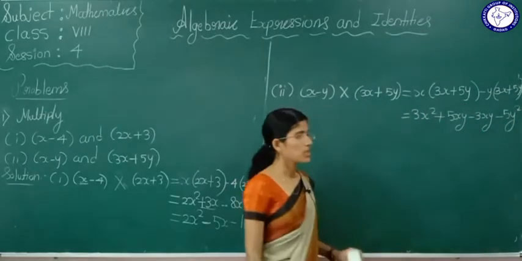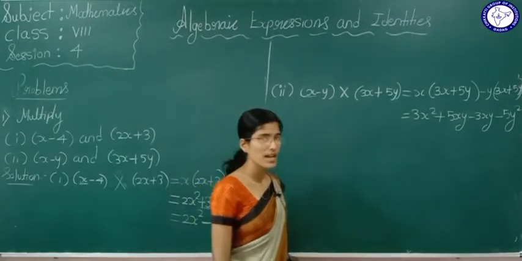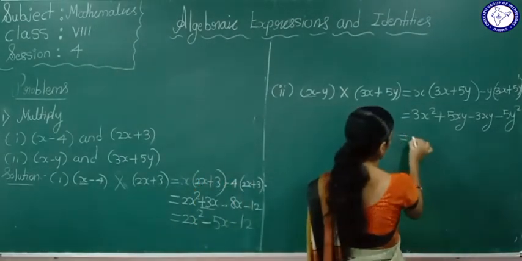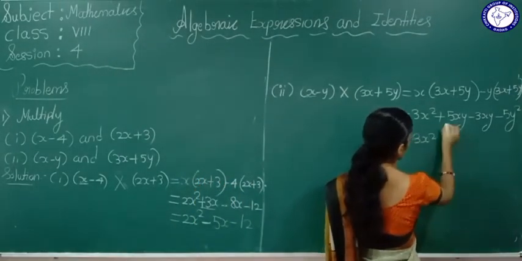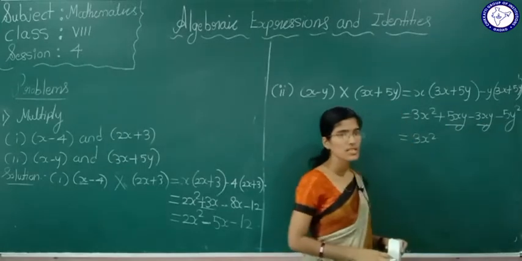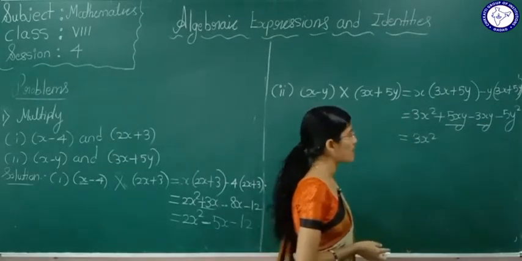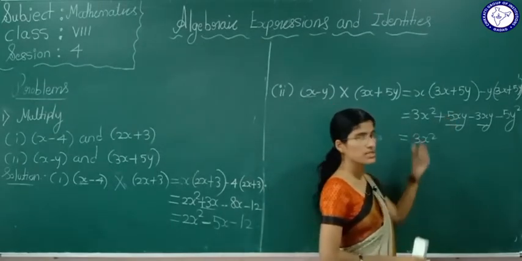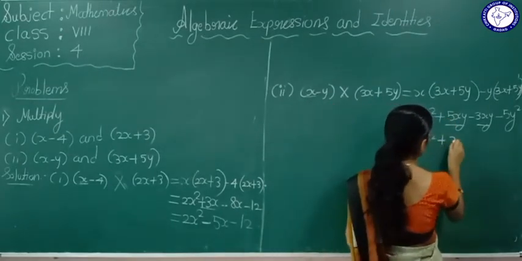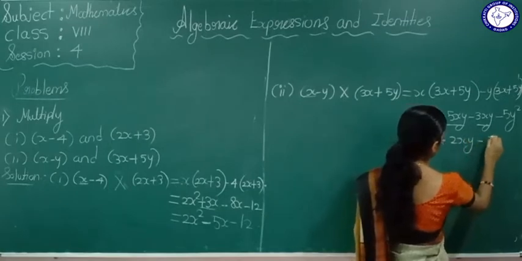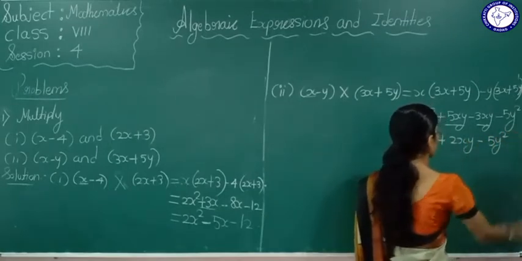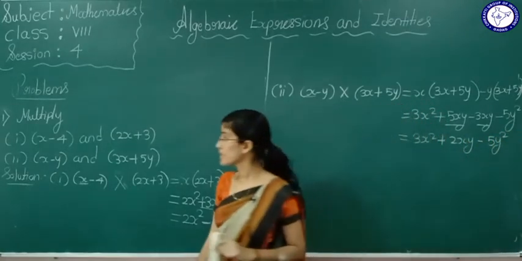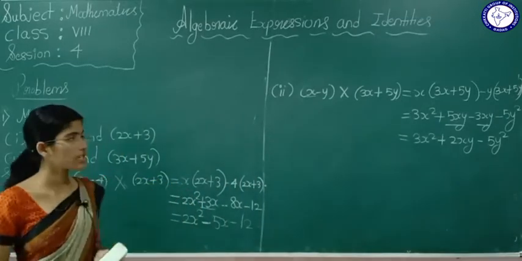Okay, now we can add or subtract the like terms. Yes or no? Now see here, 3x square, here these are the like terms, plus minus is minus, 5 minus 3 is 2. Bigger number is what, 5. 5 has plus sign, means here it will be plus 2xy minus 5y square. So this is about the problems. Okay, now we will see one more problem.